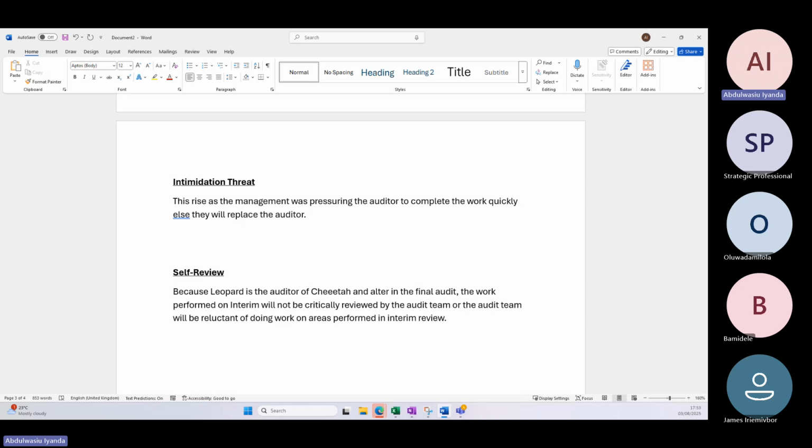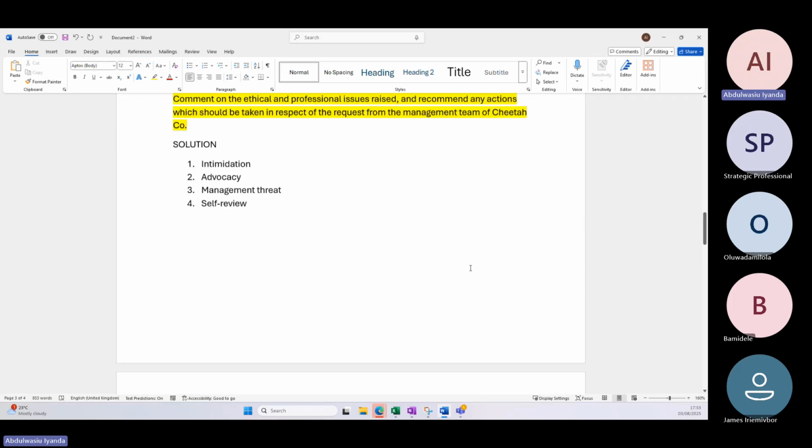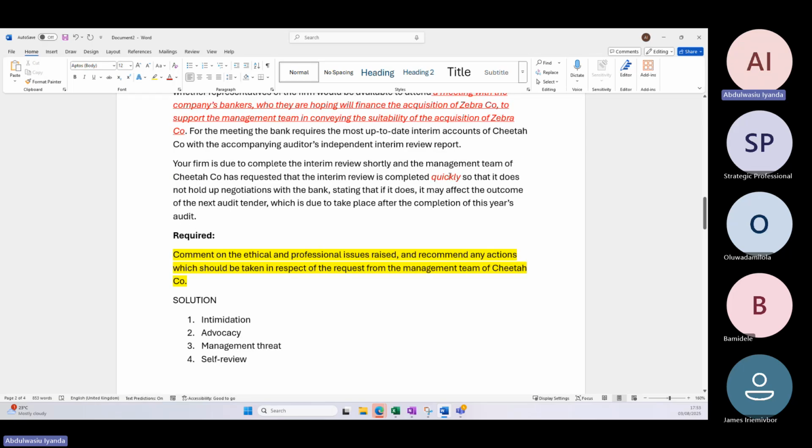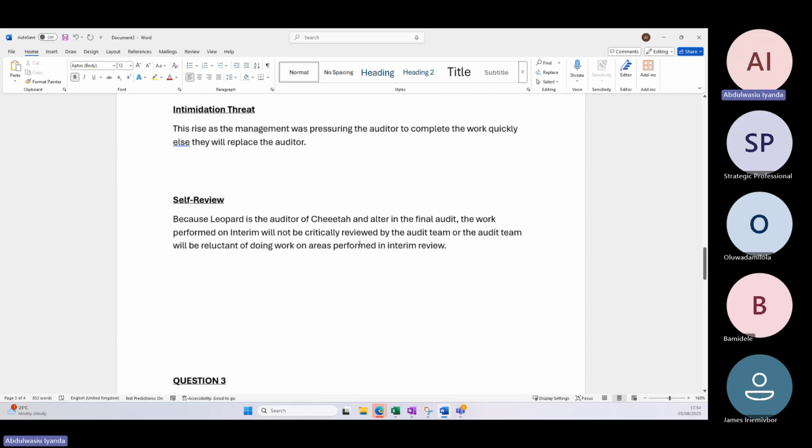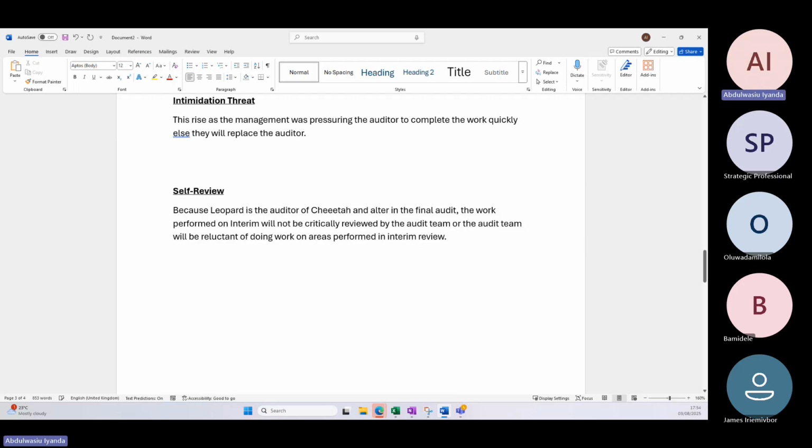Okay, let me give space in case some people think of anything. So another one that we can also work on. We have what now? Intimidation, and the intimidation occurs as a result of what? They're asking us to do the work quickly. It is clear that the work should be completed quickly so that it does not hold up the negotiation with the bank, stating that if it does, it will affect the outcome of the next audit tender. So they are intimidating us that if you don't perform the work quickly, it will affect your next audit engagement. All right. So we also make mention of advocacy.